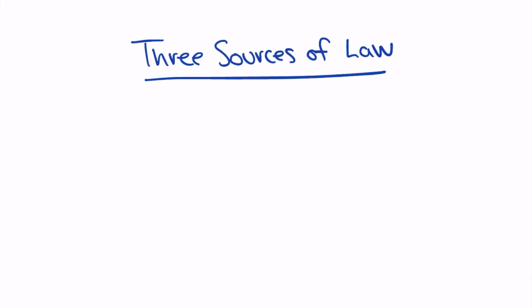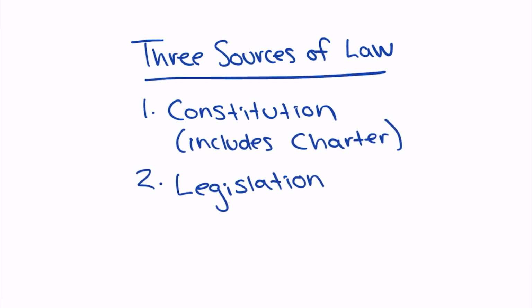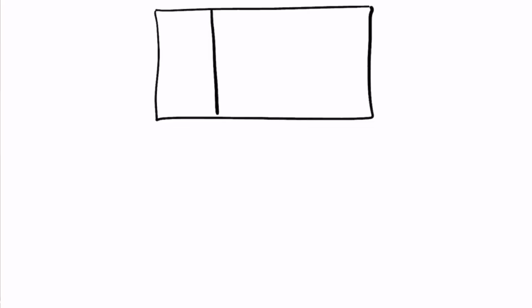Now, where does the law come from? Now we're going to move into the three sources of law. The first and foremost being the Constitution. So some brief Canadian history.